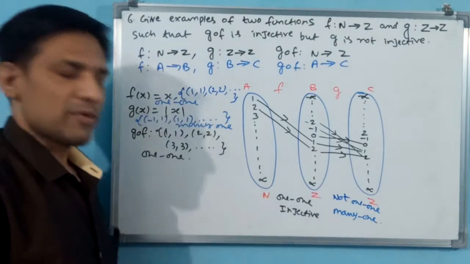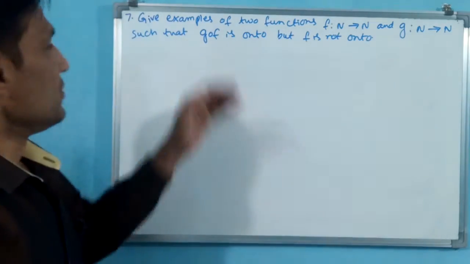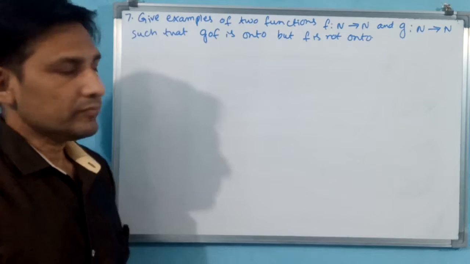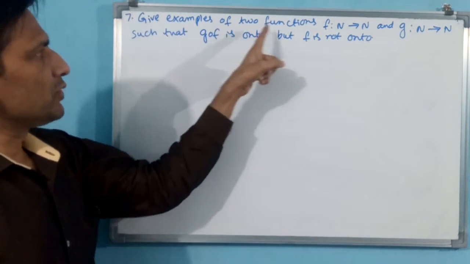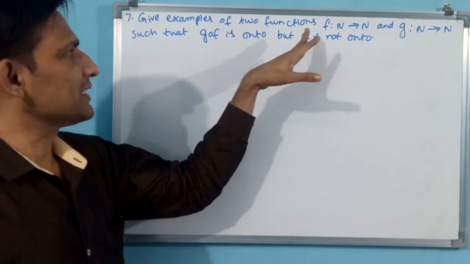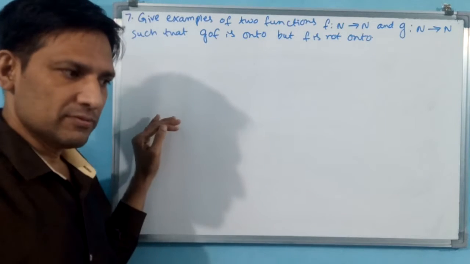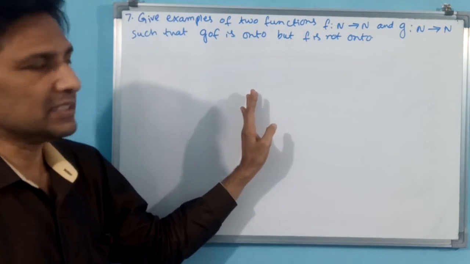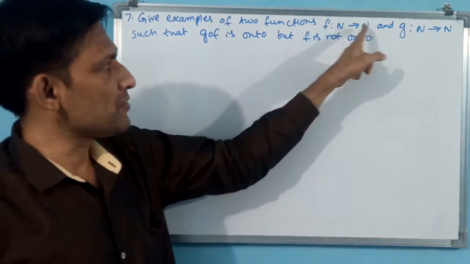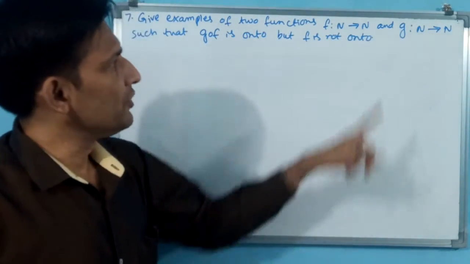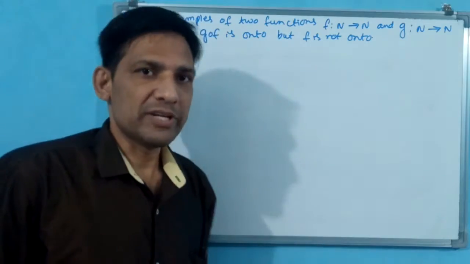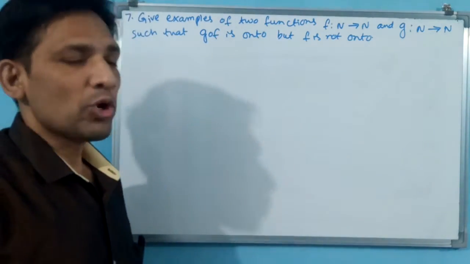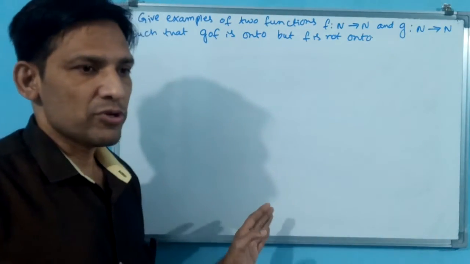Let us go for the 7th problem. See the 7th question. Give examples of two functions. Like the 6th question only, he is asking f and g functions. But f should be from natural number to natural number, N to N. g also should be from natural number to natural number. Here modulus and all will not come.